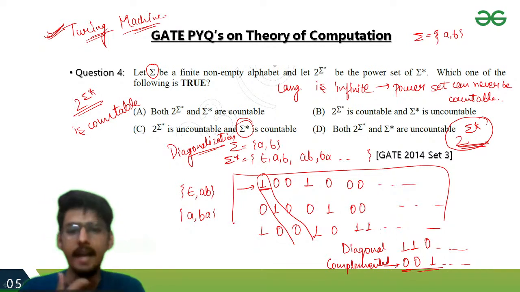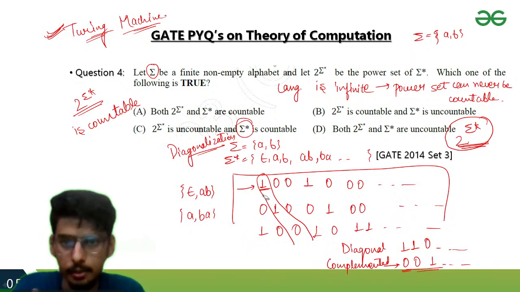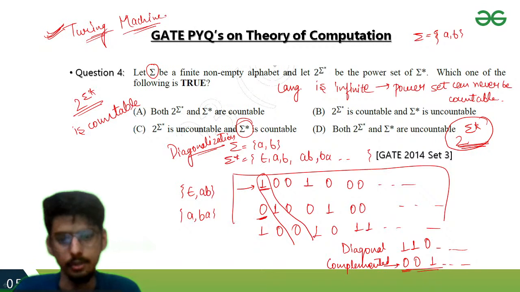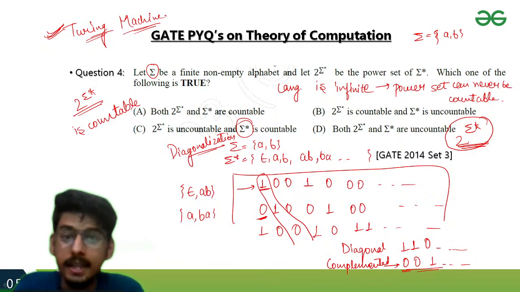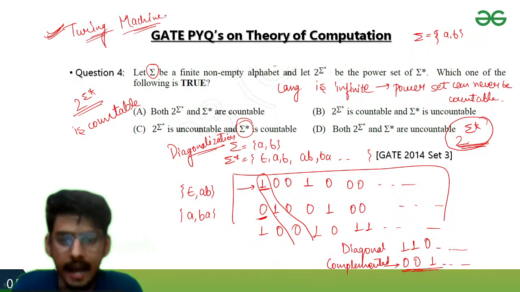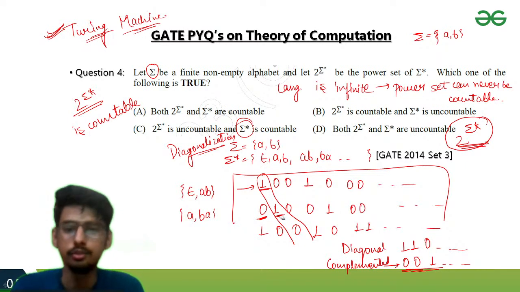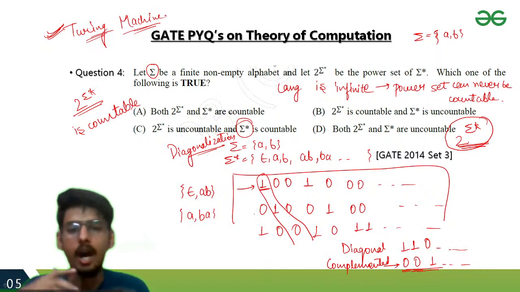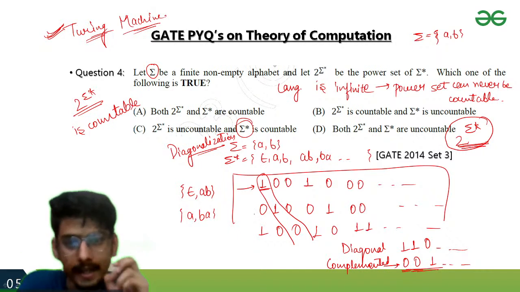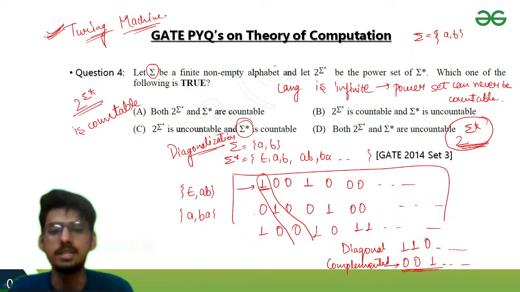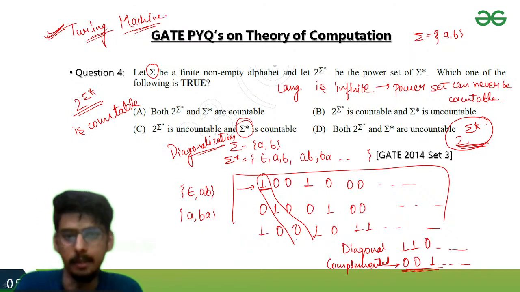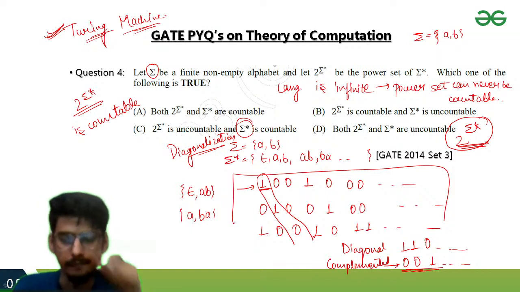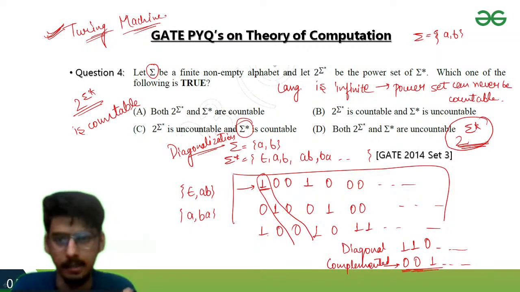Similarly, let's suppose I have 0 as the first element, then the second element cannot be 0, because I have 1 over here. So no matter how much you try, you will get one element which will not match this diagonal element, because you have taken the complement of every diagonal element.